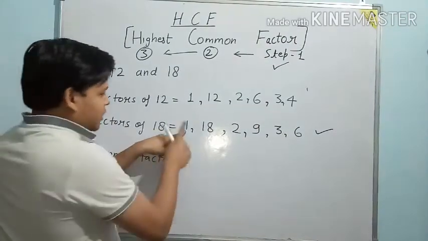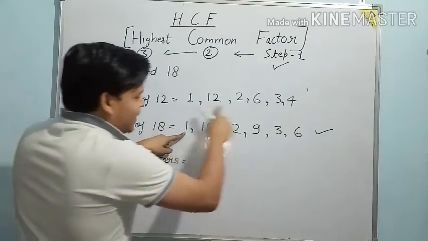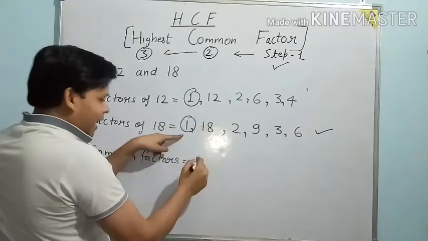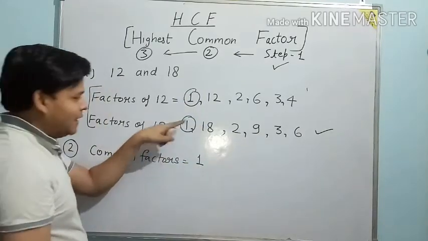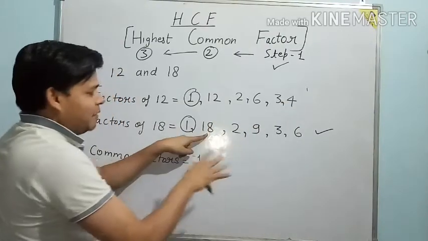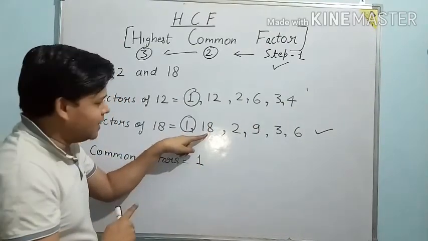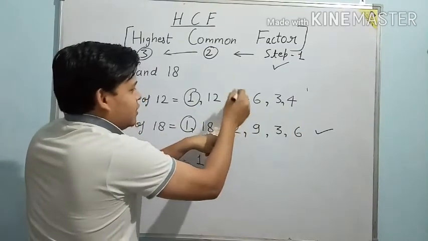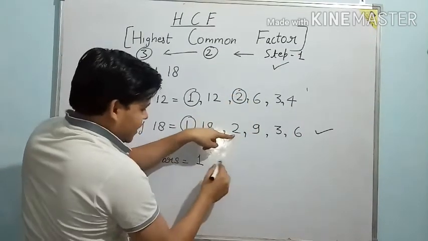Okay, start with the first. It's like you have here 1, so check whether 1 is given here. Yes, 1 is given, so circle it and write in common 1. Then the next number is 18. Do we have 18 here? No, so that means we will not write here 18. Next, reach the next number 2. Do we have 2 in this list? Yes, 2 is here, so circle it and write here.